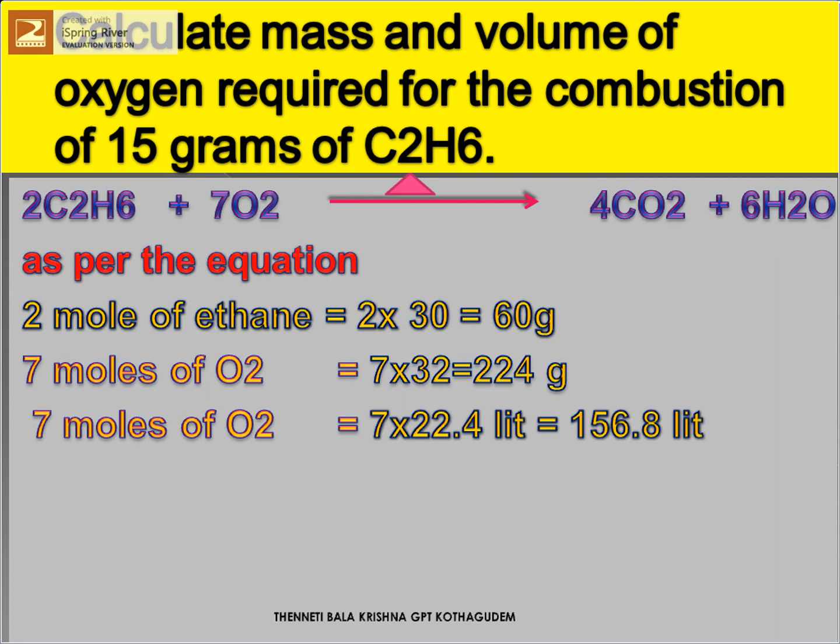How many liters of oxygen does the ethane require? Your oxygen is 7 moles. What is the volume? 22.4. 7 into 22.4 is 156.8. Is it clear? 44.8 liters of ethane requires 156.8 liters of oxygen.